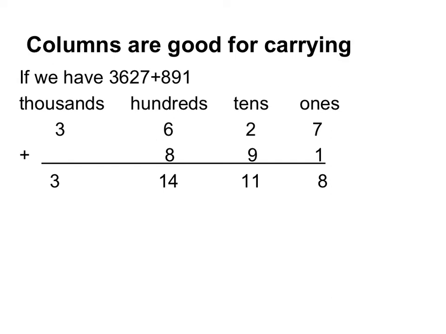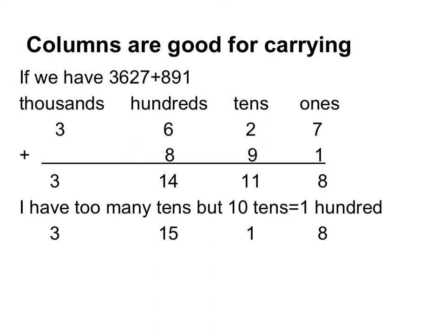Now, in the form that it's in, this looks a little bit ugly. This looks a little bit weird. I can't just write 3,14,118 and say that that's my answer, right? That's not going to work out that way. So what I have to do then is figure out how to carry. So I have too many tens, but I know that 10 tens makes 100. So let's take 10 of these tens and trade them up for 100. If I do that, I now have 1 ten, and now I have 15 hundreds.